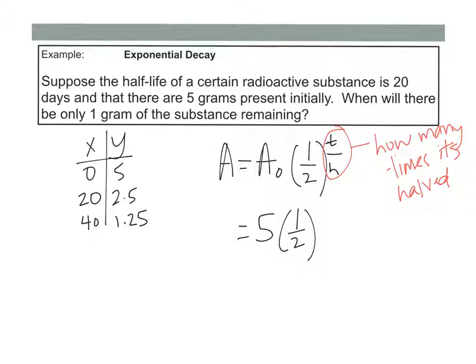And then t, which is time, over h, which is 20. There's only one spot for the 1 to go. It's right there. So on the other side, we're trying to figure out what is the value of t so that 5 times 1/2 to the power of t over 20 is equal to 1. That's what we're trying to figure out. It's pretty straightforward, I think.